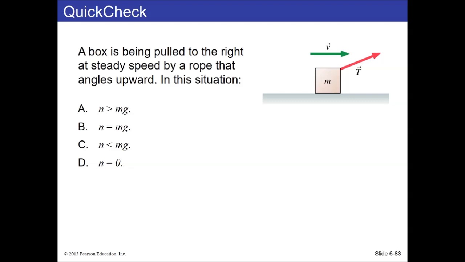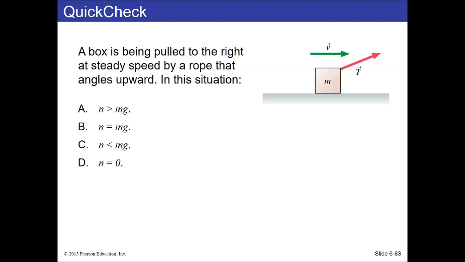Okay, so we've got this box now, moving to the right. The tension is up at an angle. So the box is being pulled to the right at a steady speed. Steady means constant velocity, right? And the tension angles upward. All right, so what's going on here with the normal force? Because here's the thing. We need to figure out the normal force before we consider what's going on with friction, because both the static and the kinetic friction depend on normal force. So when you solve your problems, you have to know what the normal force is first.